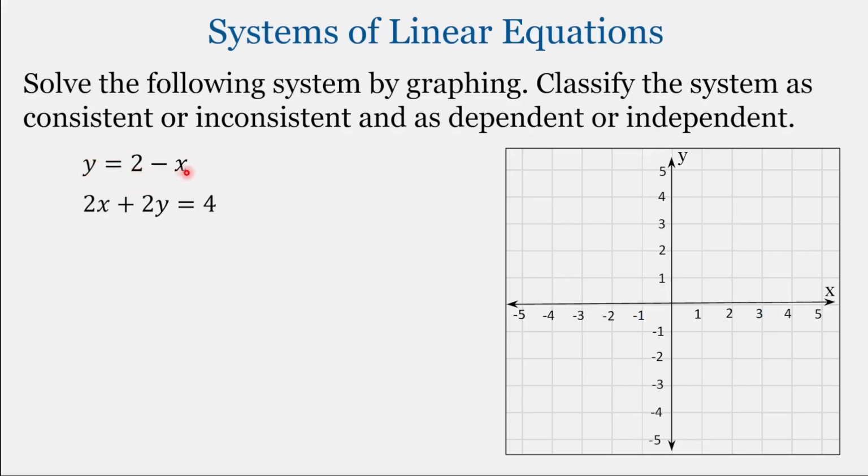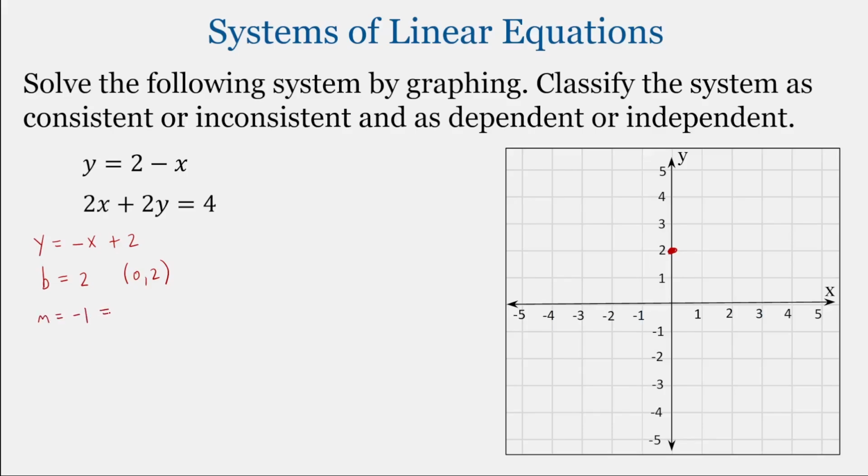So I'm going to go ahead and convert this first equation to slope-intercept form by changing the order of these two terms. So we have y equal to, instead of 2 minus x, negative x plus 2. This is now in slope-intercept form. So the y-intercept is equal to 2. That means we have the point (0, 2) on this line. And then our slope is equal to negative 1.